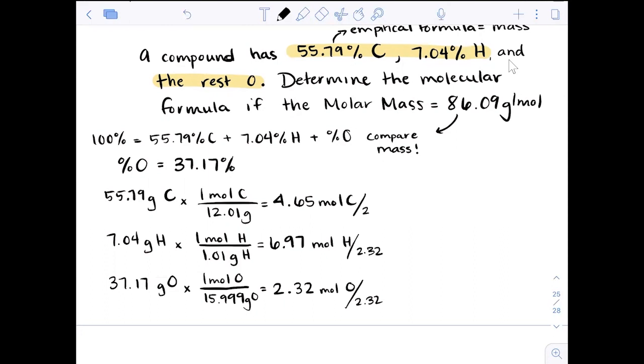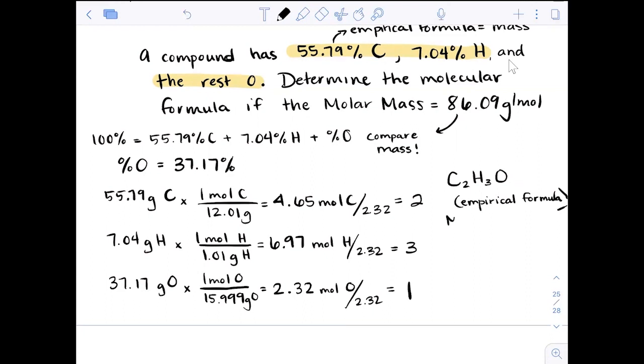2.32 to try and normalize. And we see C2H3O1. That is the empirical formula. The one could be understood. You don't need that one there. If you wanted to erase it, you could. Not wrong if you wrote it.